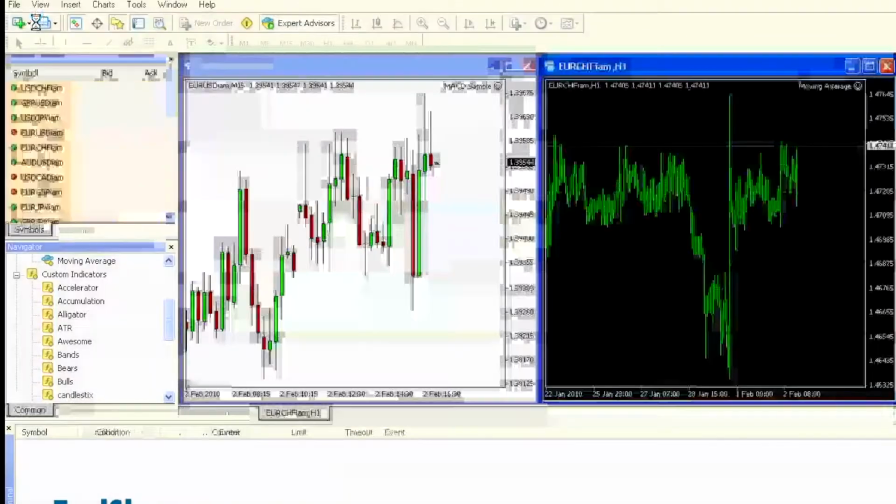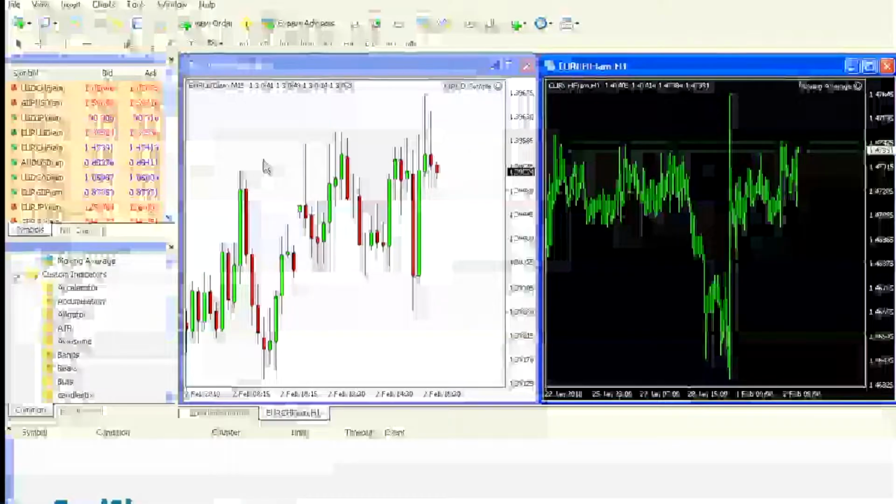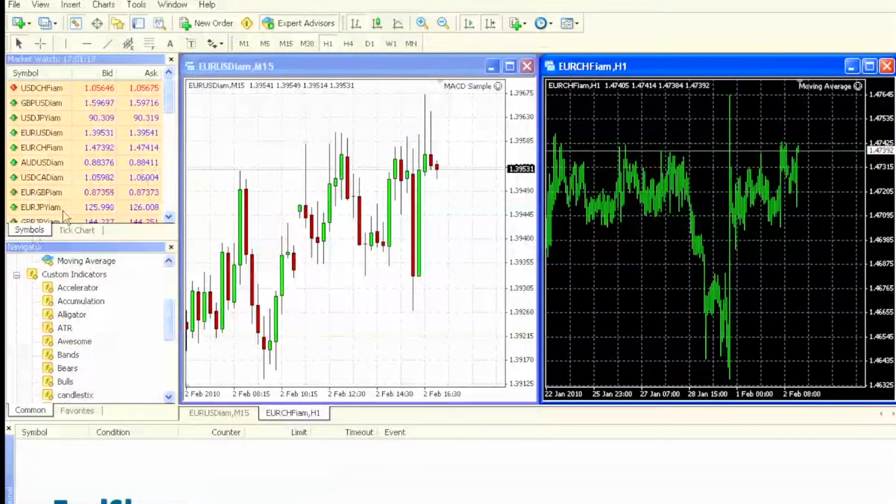MetaTrader 4 is a Forex trading platform. It's a software that you download onto your computer and you can easily access it from your desktop. As you can see here, here's my MetaTrader. All I do is double click it and the platform will appear. On this platform you have the ability to buy and sell currencies.